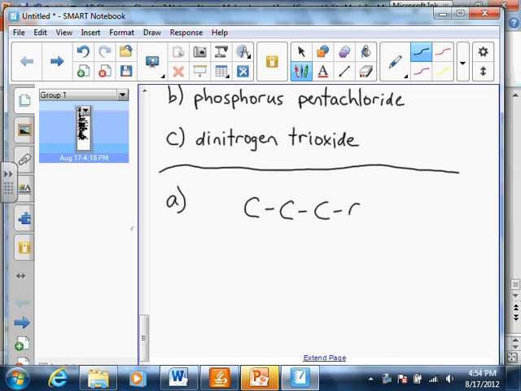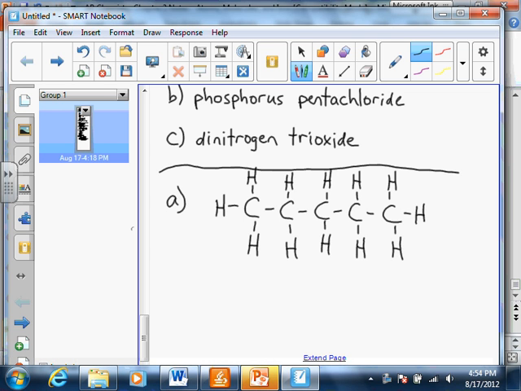1, 2, 3, 4, 5. Because it ends in ANE, that means that all it has is carbon and hydrogen. And so we're just going to connect these carbons to a bunch of hydrogens here. And again, I don't really expect you to be able to do this yet. I really want you to get familiar with what an organic compound looks like so that it doesn't scare you later. So there we go. That's what pentane is going to look like.